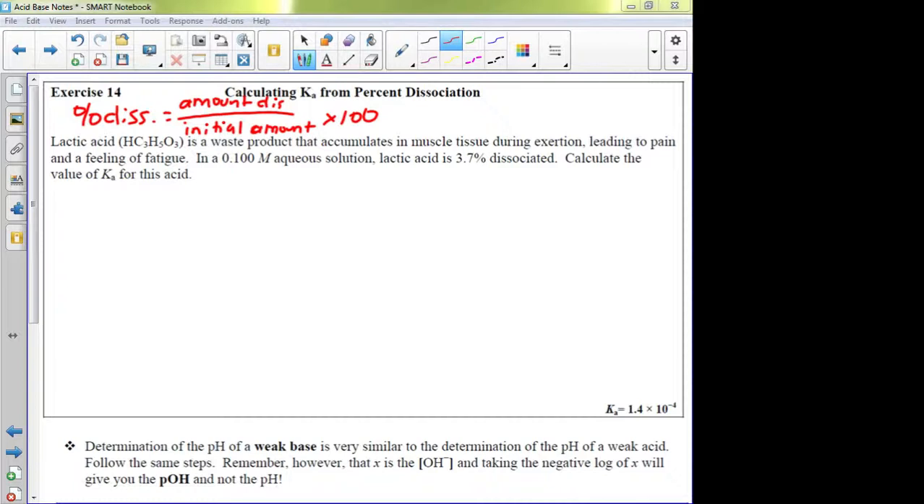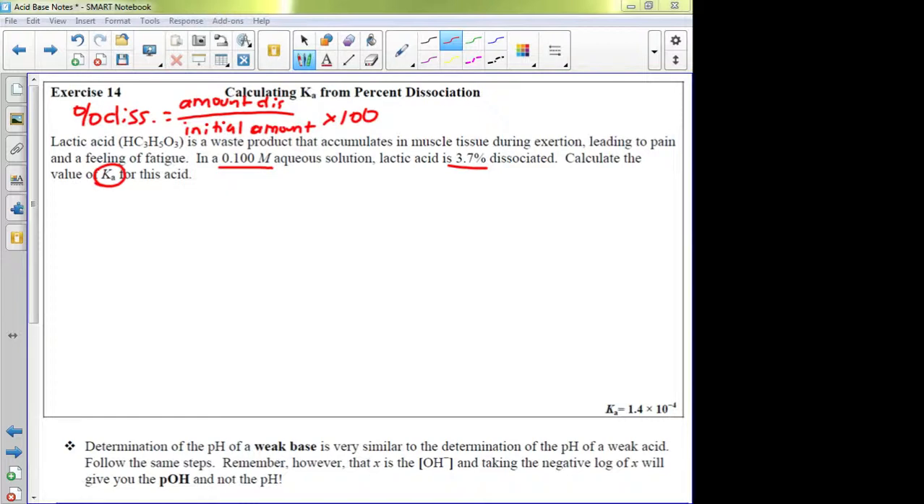Okay. So, lactic acid is a waste product that accumulates in muscle tissue during exertion, leading to pain and a feeling of fatigue. In a 0.100 molar aqueous solution, lactic acid is 3.7% dissociated. Calculate the value of Ka for this acid. Okay? So I want to know the value of Ka.